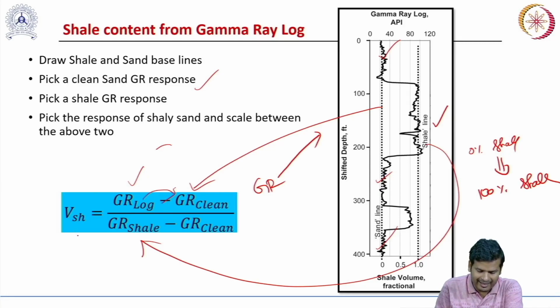So shale content or shaliness can be defined as gamma ray log minus gamma ray log clean, divided by the gamma ray log response against the shaly formation, GR shale minus GR clean. So a linear extrapolation is used here to define the shale content on a volume basis, or the shaliness of the formation.